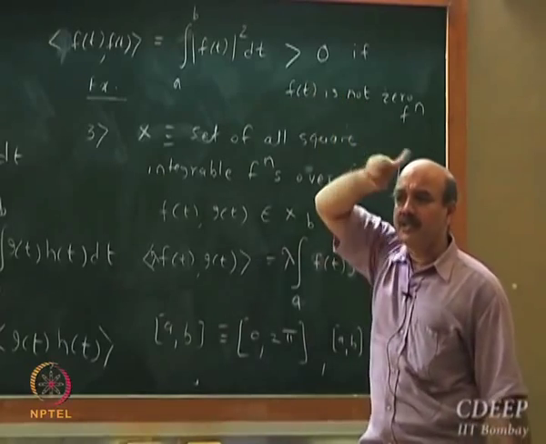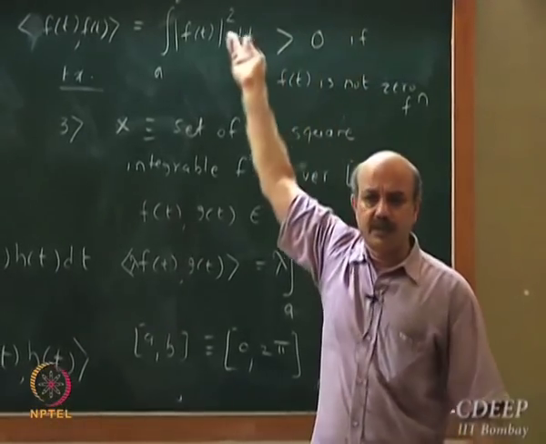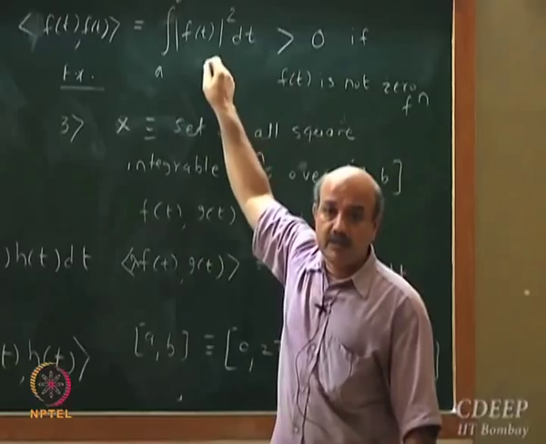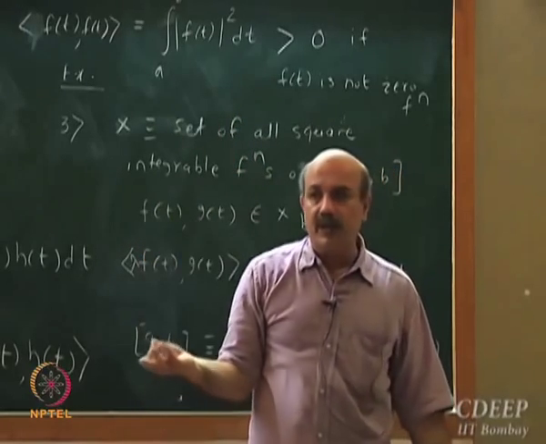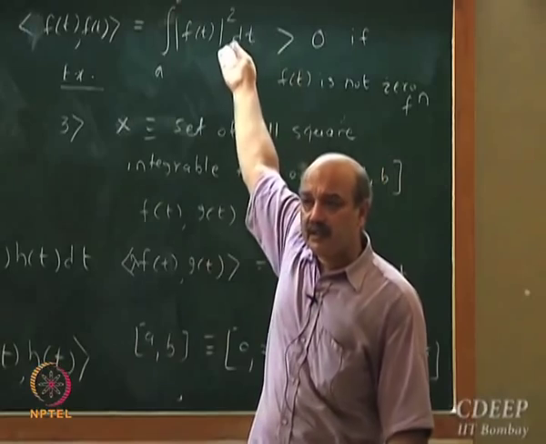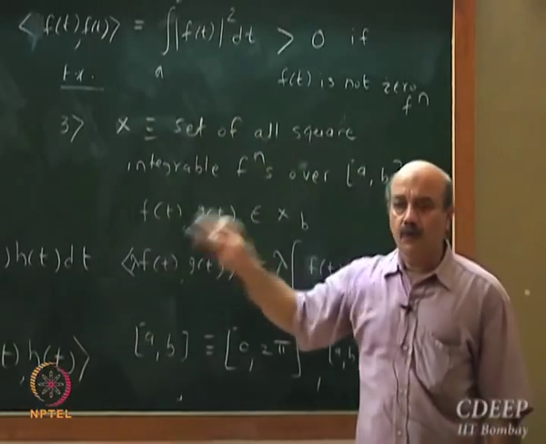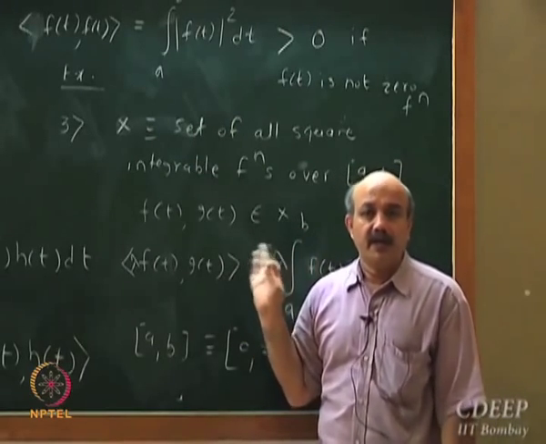If f(t) has even one non-zero value in the interval a to b, f(t) squared will be positive, and the integral of f(t) squared dt will be positive. This will be 0 only when f is 0 everywhere on [a, b]. If f has non-zero values, this integral will always be non-zero. So all the four properties that you need for an inner product to be defined are satisfied.